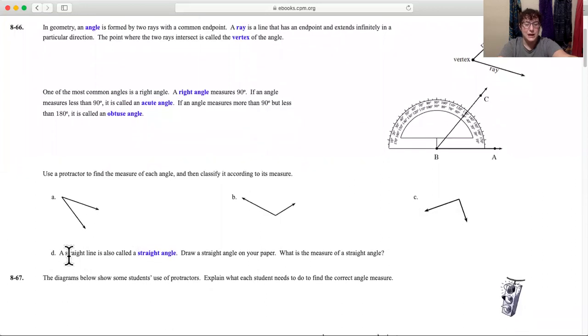Then it says a straight line is also called a straight angle. Draw a straight angle on your paper. What is the measure? If you look, right after 170, you go 10 degrees more, that's 180 degrees, the straight angle.